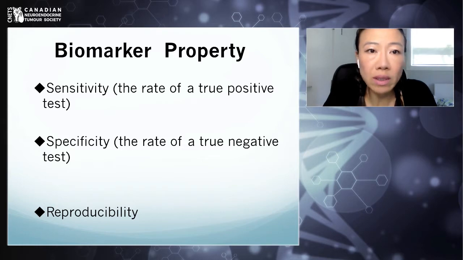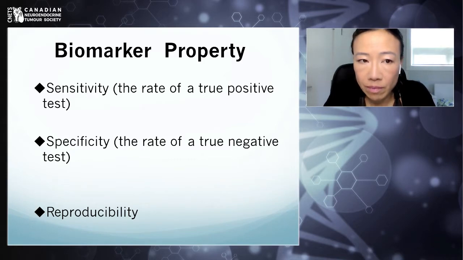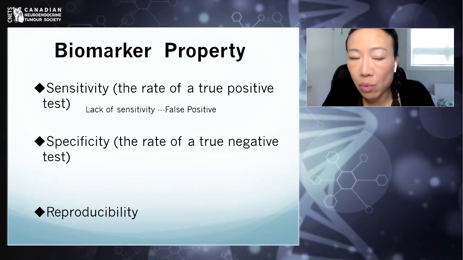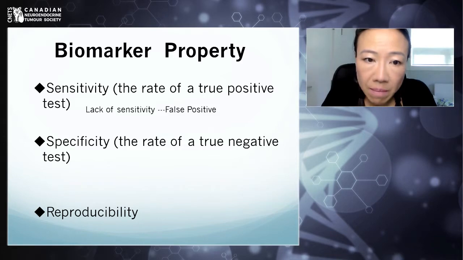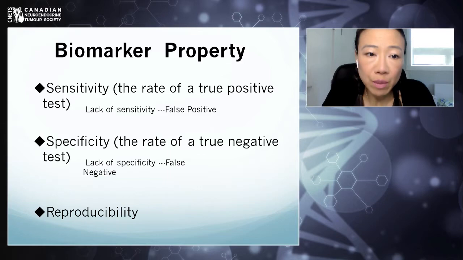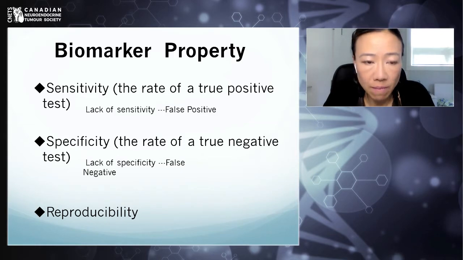The 3 most important properties of biomarkers are sensitivity, specificity, and reproducibility. Sensitivity means the rate of a true positive test. Lack of sensitivity means false negatives, which we want to avoid. Specificity means the rate of a true negative test. Lack of specificity means false positives, which we also want to avoid. I will discuss sensitivity and specificity in the next slide as well.